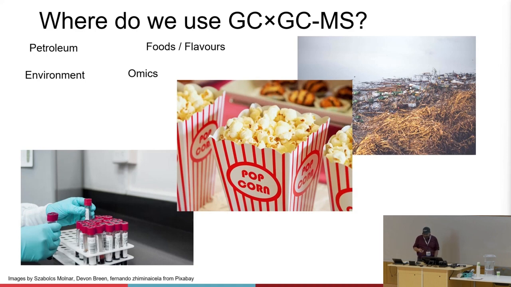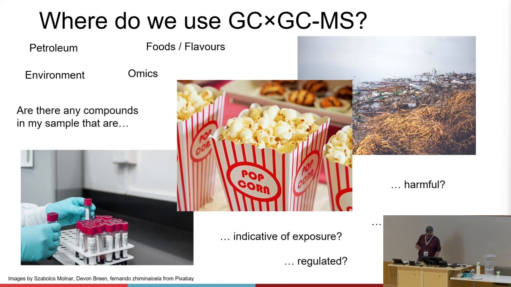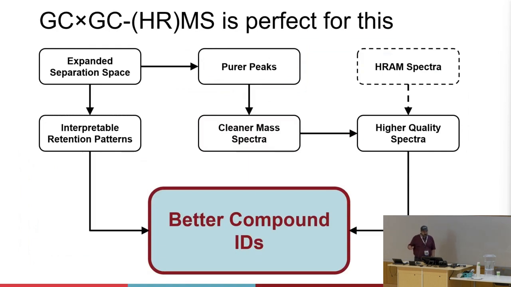And why are we using this technique? Well, generally we have a very complicated sample and we're trying to answer questions something like this: are there any compounds in my sample that are maybe harmful or that are regulated and I need to worry about, indicative of some kind of exposure or otherwise interesting or important? And when we're faced with these really, really complex samples, two-dimensional GC, possibly with a high-res mass spec or with just a normal mass spec, is a perfect tool for looking at this.